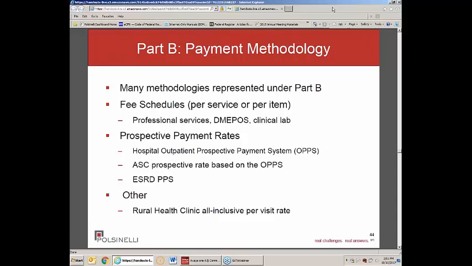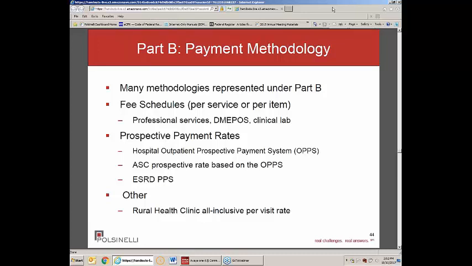I want to now go into some more detail about the Part B payment methodologies, and just like there are a number of different benefit categories and types of services under Part B, there are a number of payment methodologies as well. Many suppliers are paid under a fee schedule, which is essentially a payment for individual services or items. It's a per service or per item payment, and that includes professional services of physicians and non-physician practitioners, DME items are paid on a fee schedule, as are clinical labs. And if you're familiar at all, the clinical lab fee schedule is undergoing a fairly significant overhaul right now, this year and next. But Part B also has prospective payment models, like Bragg mentioned.